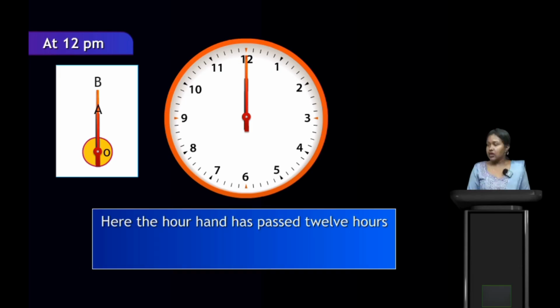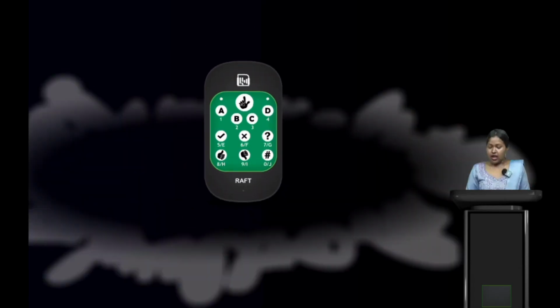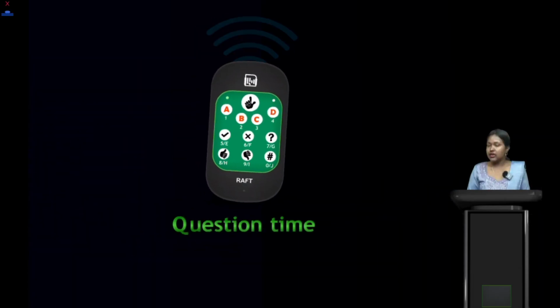Now suppose it's 12 p.m. Now what would be your answer, my dear students? Here the hour hand passed 12 hours. So the answer will be 12 into 30, which is 360 degree. That means a complete rotation, right? Okay, now see the next.